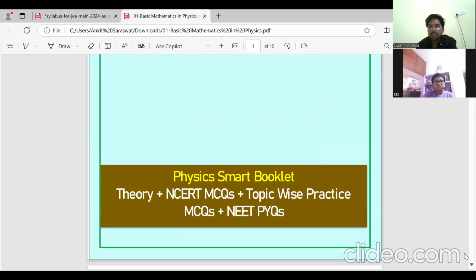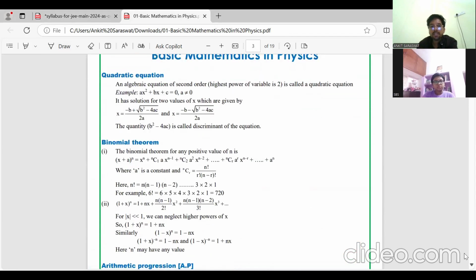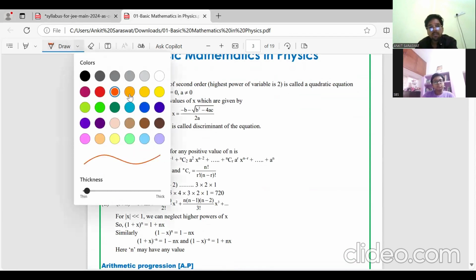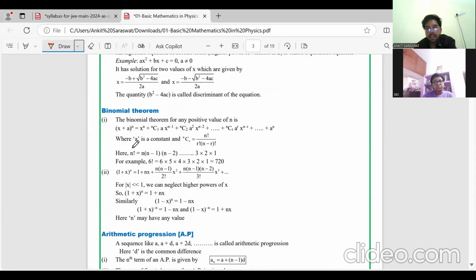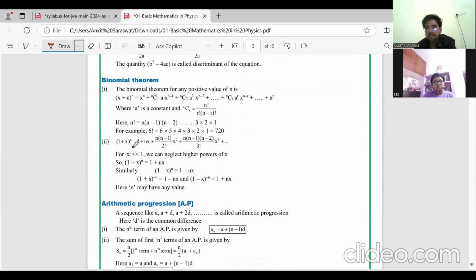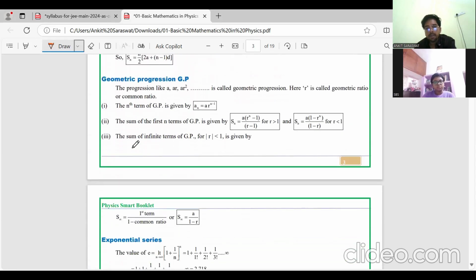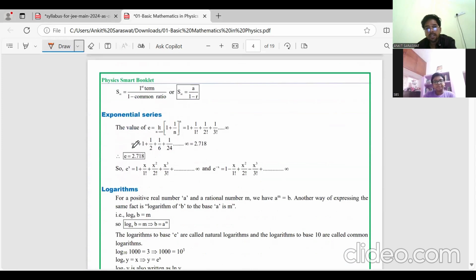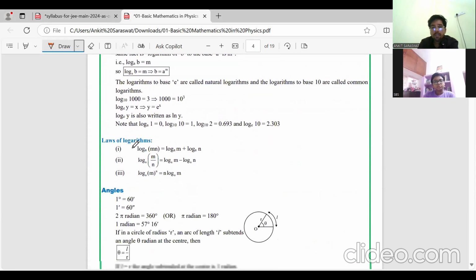Many things we have already covered, like basic mathematics and physics, like quadratic equation. Clear? You should learn what a quadratic equation is, what a discriminant is. Binomial theorem, everything I have adjusted here. You just need to go through this once and read the formulas at least. Clear? GP, AP, exponential series, logarithmic series, the log formulas.